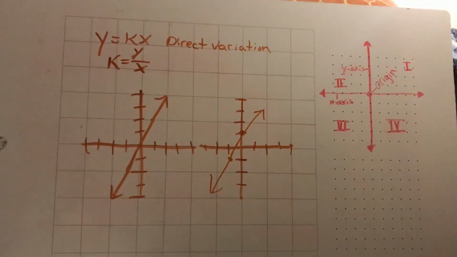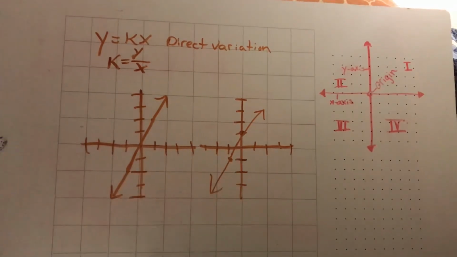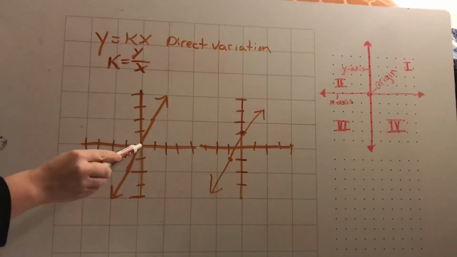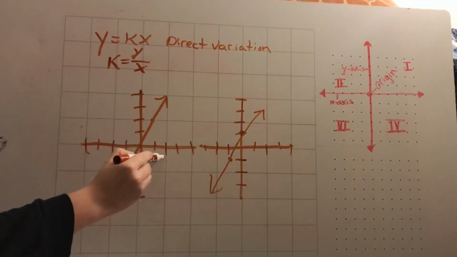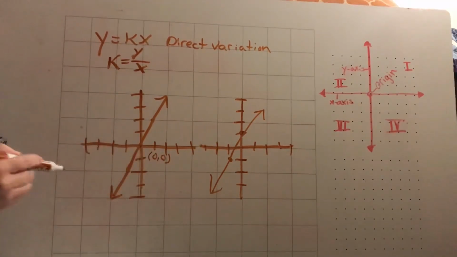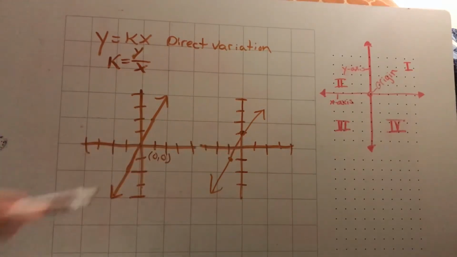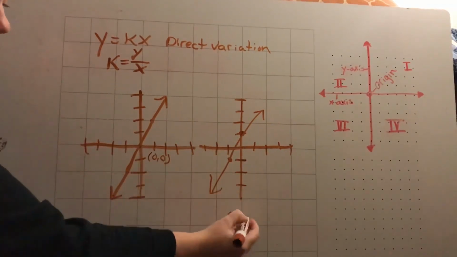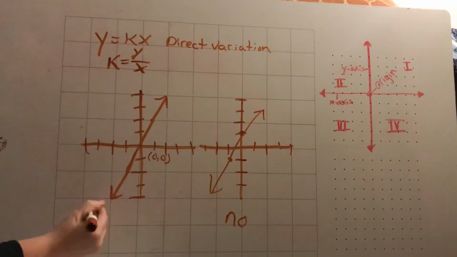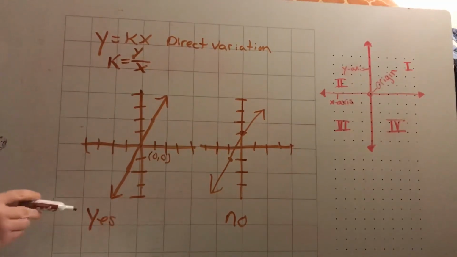Okay. So, the easiest way to know if our graph is a direct variation is whether or not it goes through 0, 0. If it goes through point 0, 0, it is a direct variation. If it does not go through point 0, 0, it is not a direct variation. So this one, the answer is no. But this one, the answer is yes. So that's the first part of the question.